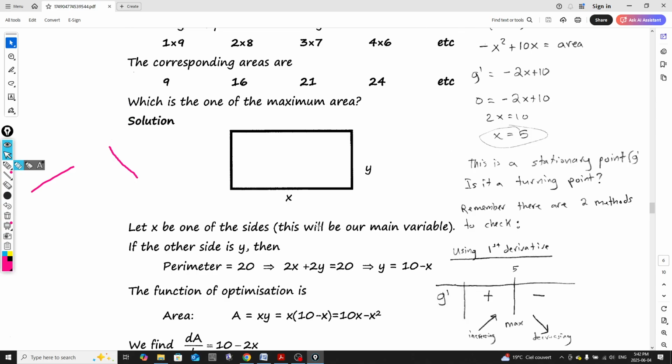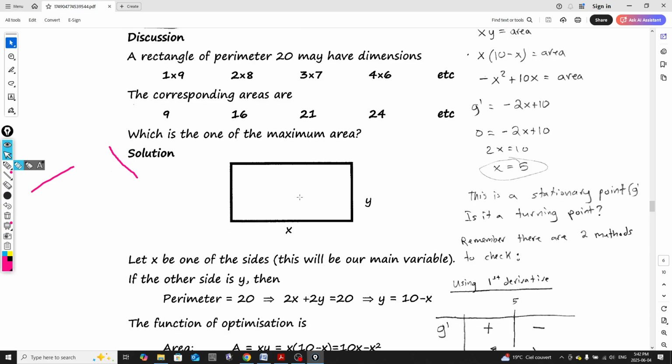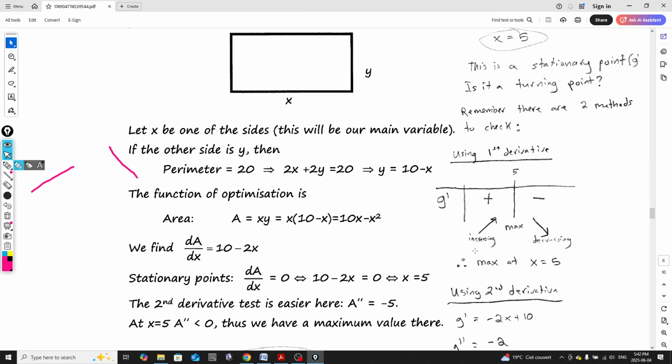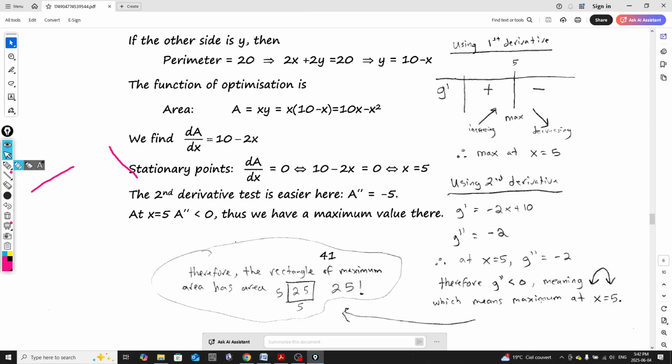So I know that maximum area occurs when x equals 5, and y equals 10 minus x, so y equals 10 minus 5, so y equals 5. Maximum area occurs when x equals 5 and y equals 5, and that's what I have over here. So that maximum area is 25.